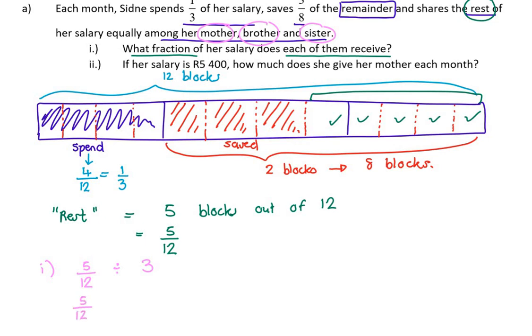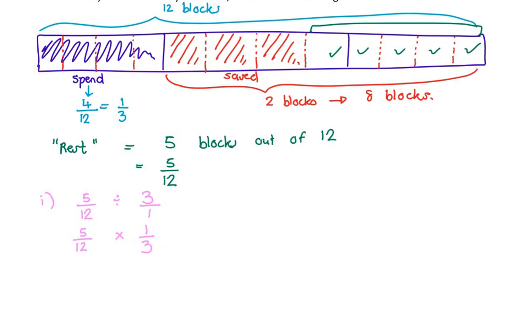Well, it didn't say I couldn't use my calculator, but if I want to do it in my head, I'm going to tip whatever I'm dividing by, and so I'm multiplying by 1/3. So this is 5, top times top, bottom times bottom. Each member of her family will receive 5/36 of her salary. Cool, hopefully that makes a lot of sense.